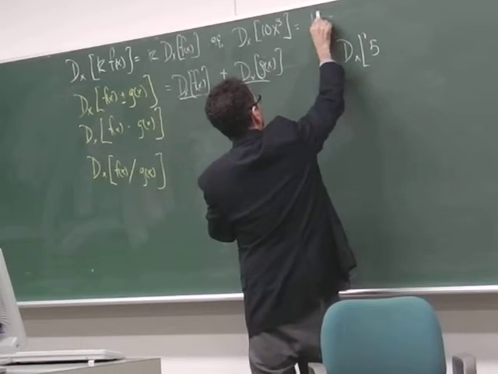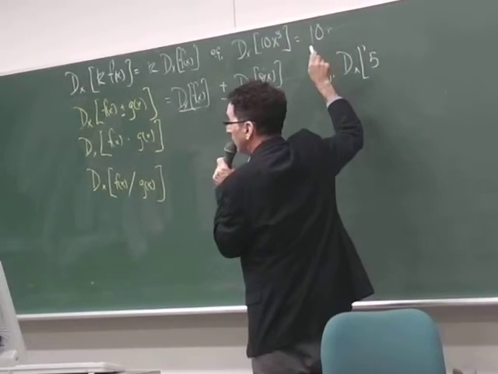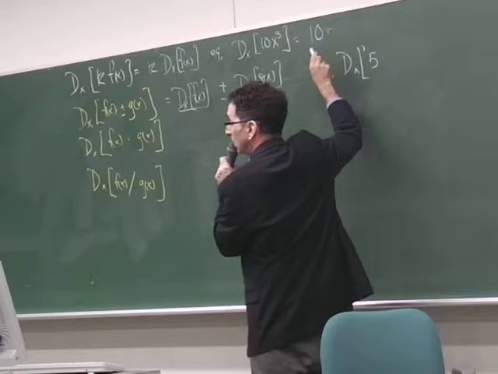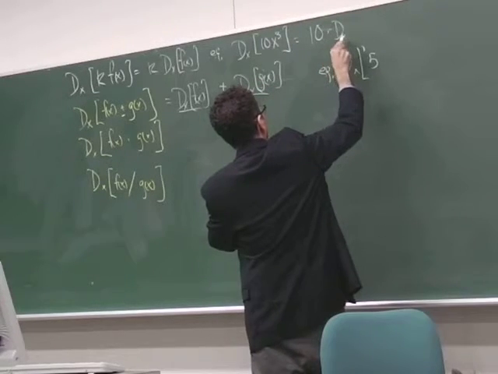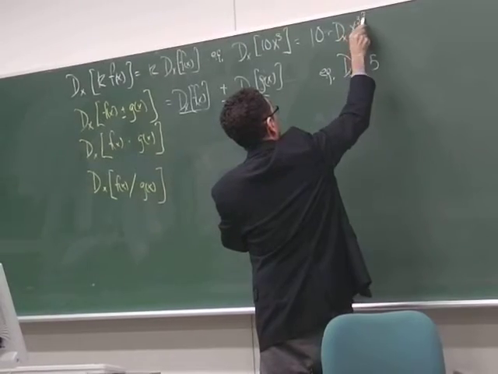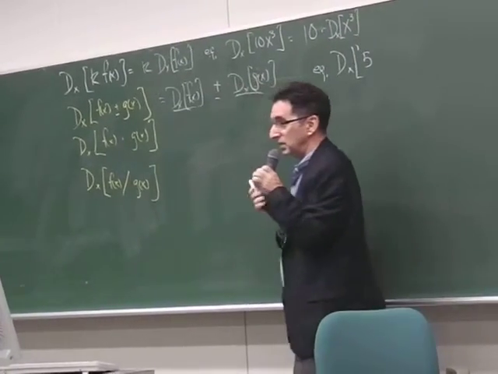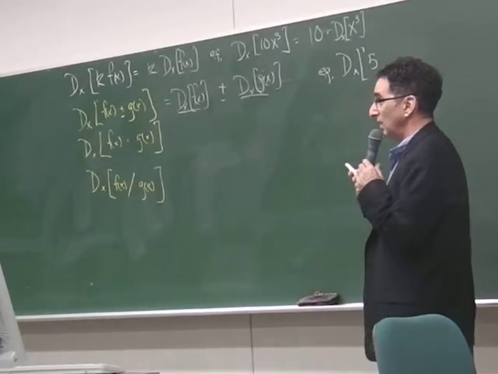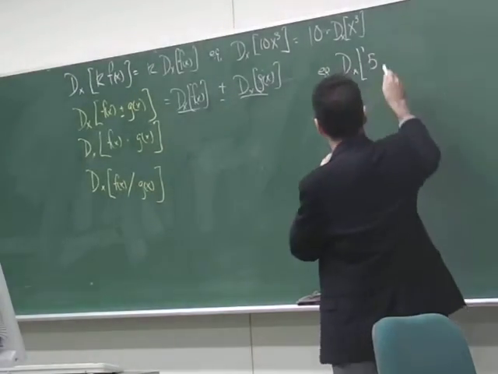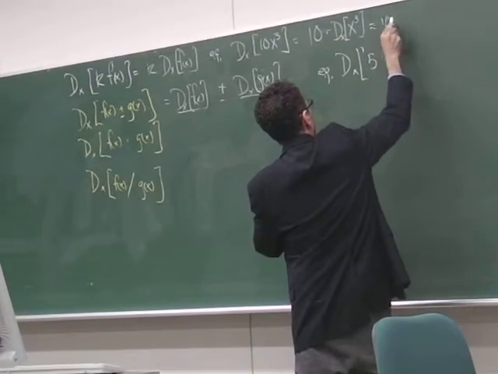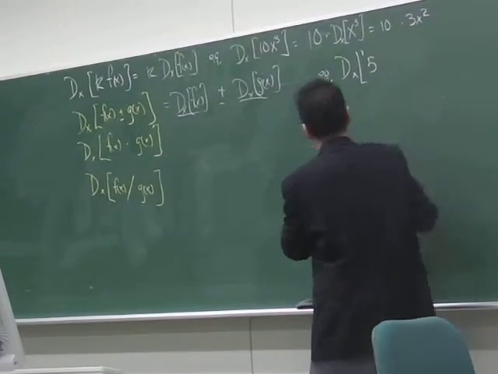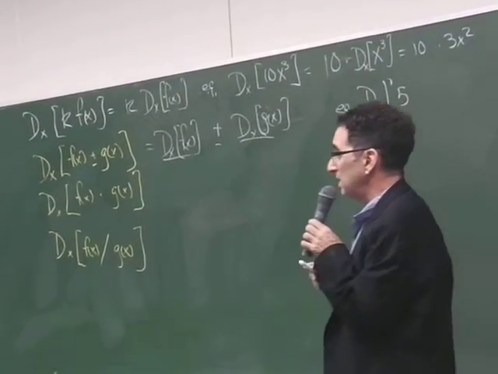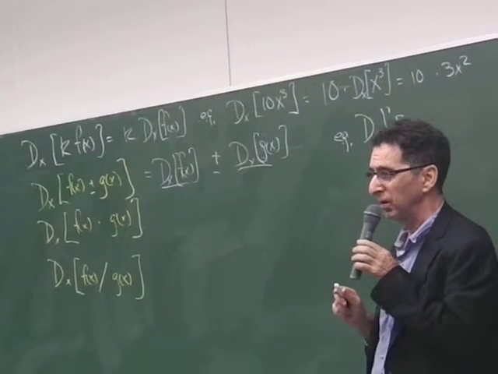10 times, well, just one step at a time would be what? 10 times the derivative of x cubed, right? That's how you'd use that rule. Okay? And then what is the derivative of x cubed? 3x squared. So the answer would be 10 times 3x squared, right? Or 30x squared. Okay, is that clear? That's the first rule.